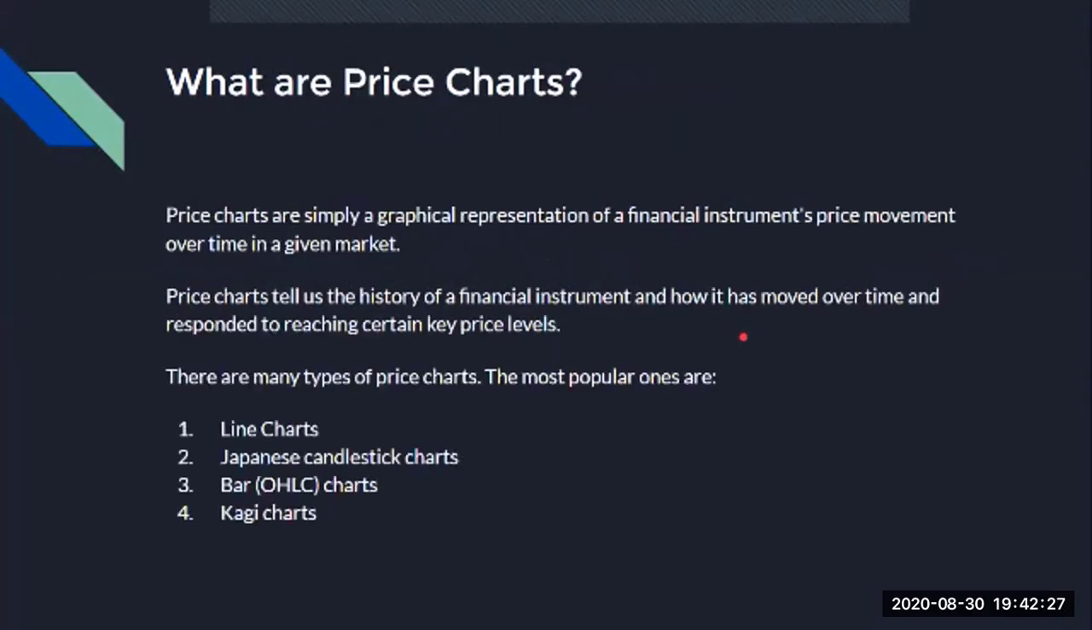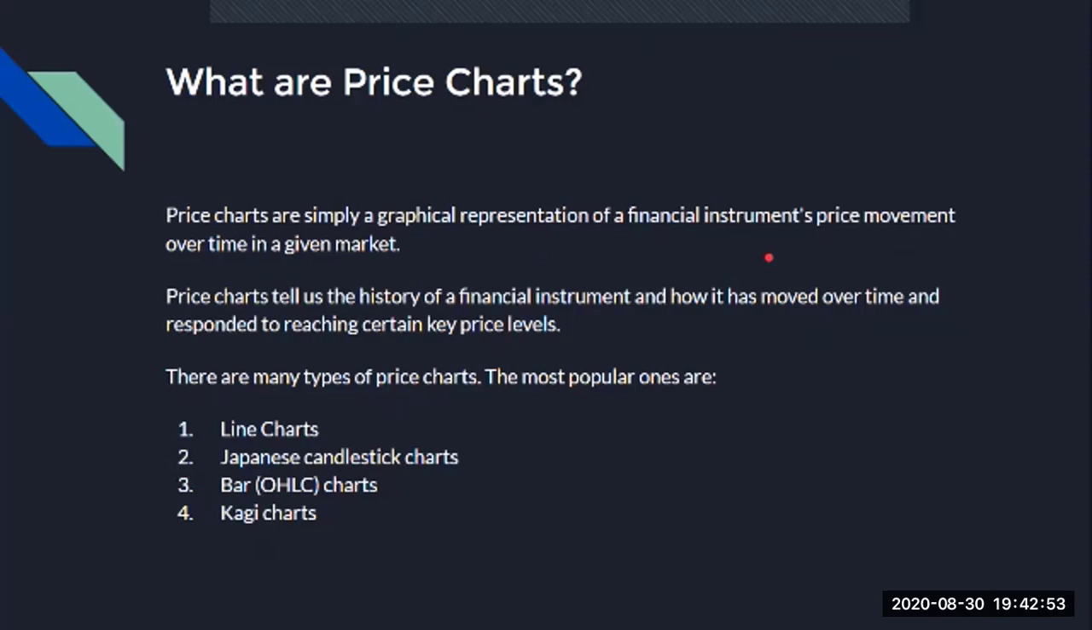I also cannot tell you that Bitcoin is going to go to $100,000 tomorrow, because the probability of that happening too is very low for now, based on what we can see on the charts. So I digress. Now, what are price charts? Price charts are simply a graphical representation of a financial instrument. A financial instrument is anything that is tradable, usually on an exchange. So, a graphical representation of a financial instrument's price movements over time in any given market.